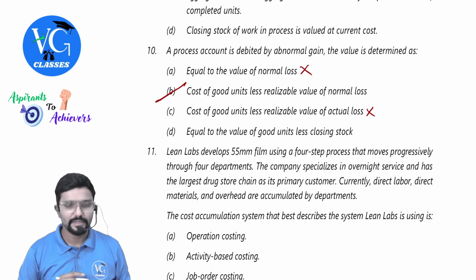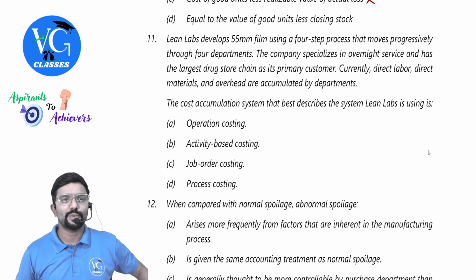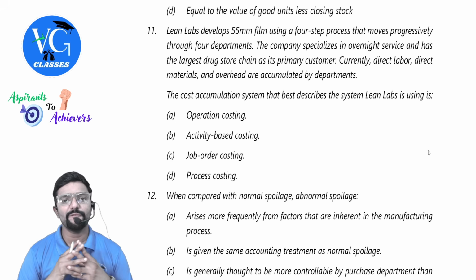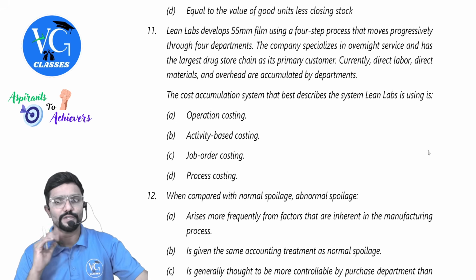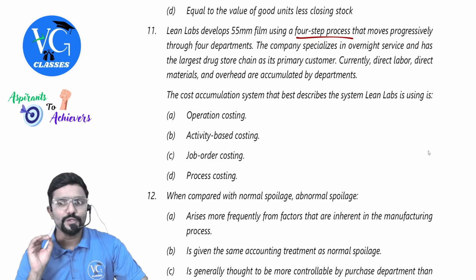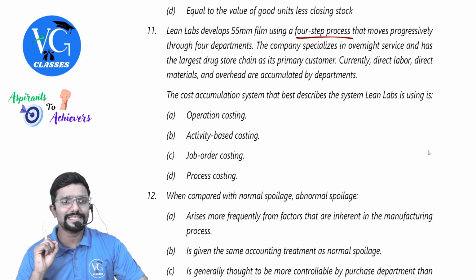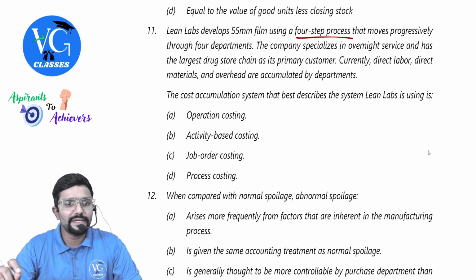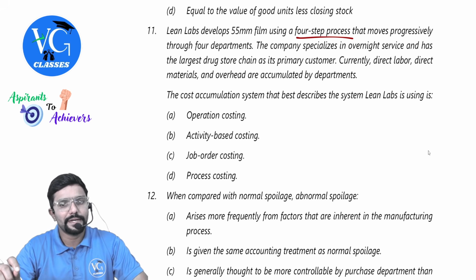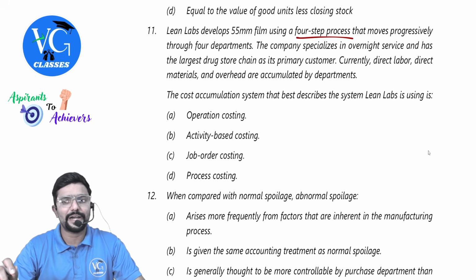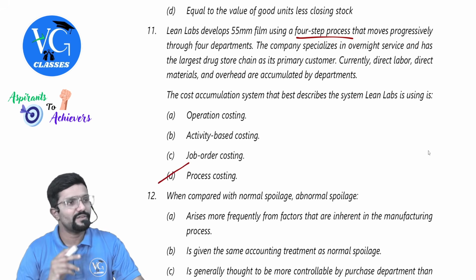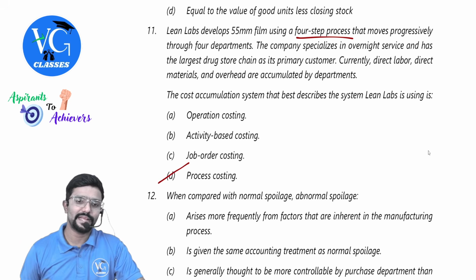Only the numerator part they have given. Check the 11th one. Lean Labs develops 15 mm film using a 4-step process that moves progressively through 4 departments. The company specializes in overnight service and has the largest drugstore chain as its primary customer. Currently, the direct labor, direct materials, and overheads are accumulated by the departments. Means currently they are going department wise. The cost accumulation system that best describes the system Lean Labs is using is called what? Process cost. For each process, they are calculating the cost separately, guys.